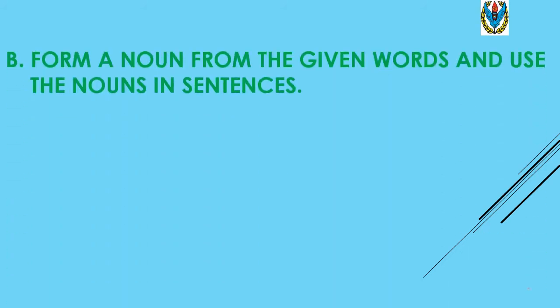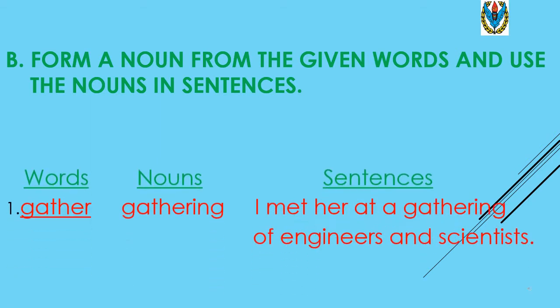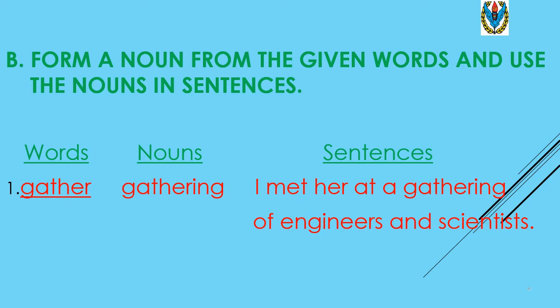It's part B now. Form a noun from the given words and use the nouns in sentences. We have been given a list of 5 words here, and first of all we have to change them into nouns, and then we have to use the same nouns in our sentences. Students, we often form nouns from other parts of speech, most commonly from a verb or an adjective. So the first word is gather.